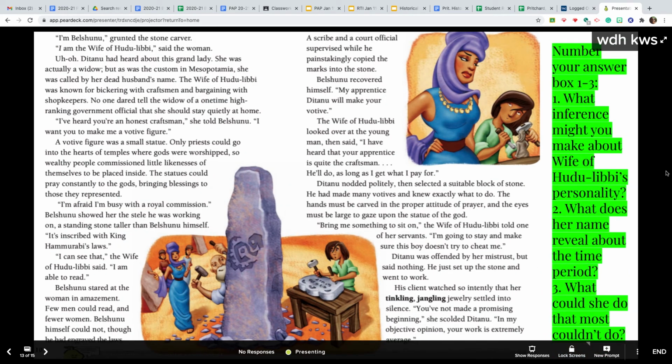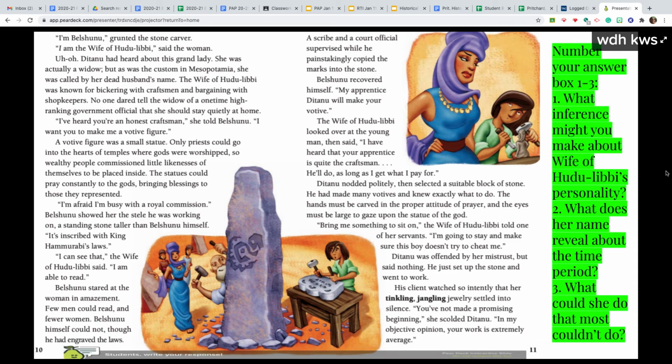"I'm Belshunu," grunted the stone carver. "I am the wife of Hoodoo Libby," said the woman. Uh-oh. Dotanu had heard about this grand lady. She was actually a widow, but as was the custom in Mesopotamia, she was called by her dead husband's name. The wife of Hoodoo Libby was known for bickering with craftsmen and bargaining with shopkeepers. No one dared tell the widow of a one-time high-ranking government official that she should stay quietly at home.